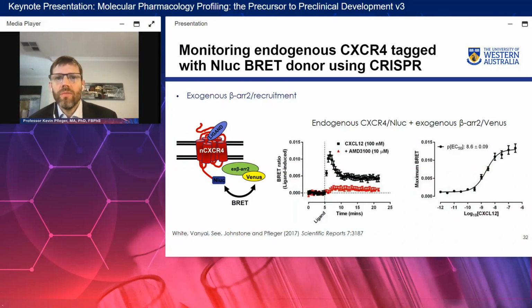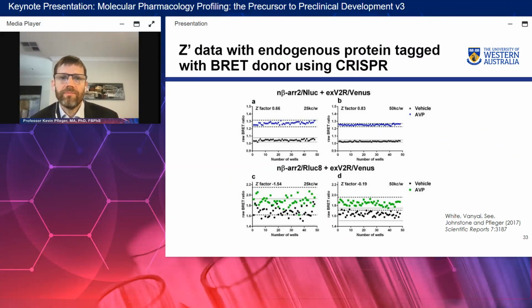Interestingly, we still see a nice signal. So we have the CXCL12 activating the CXCR4. We see quite a transient response, and that may be more transient than we sometimes see with overexpression systems. So again, illustrating that it's good to use these low expression levels if we can. And this signal is reduced and inhibited by the antagonist AMD3100. You can see some nice pharmacology here with a pEC50 of 8.6.